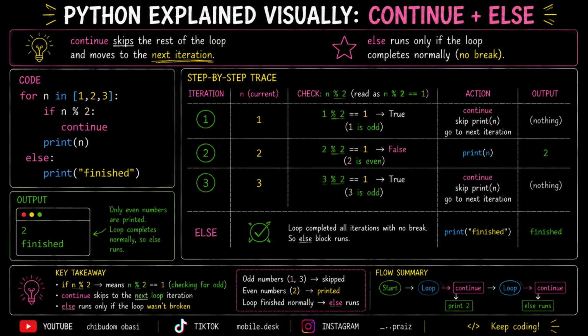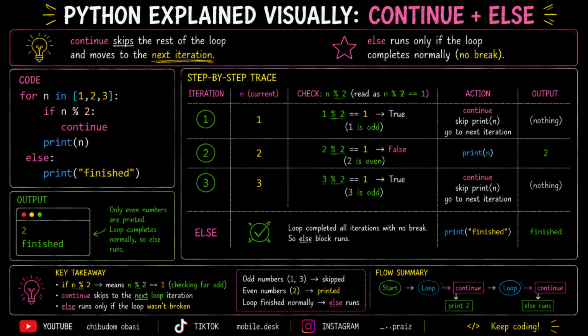So the output is going to be 2 and then finished, because it's going to check first. Like I said, we're looking for an odd number. So 1 is an odd number, so it's going to skip 1. Then it's going to run 2. 2 is an even number, so the program is going to print out 2, and then go back to 3. 3 is an odd number, so it's going to skip that and then reach else.